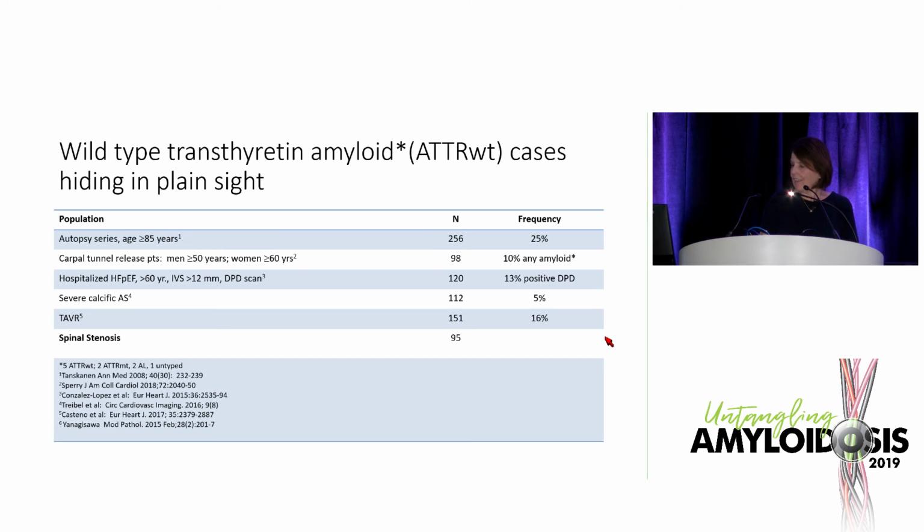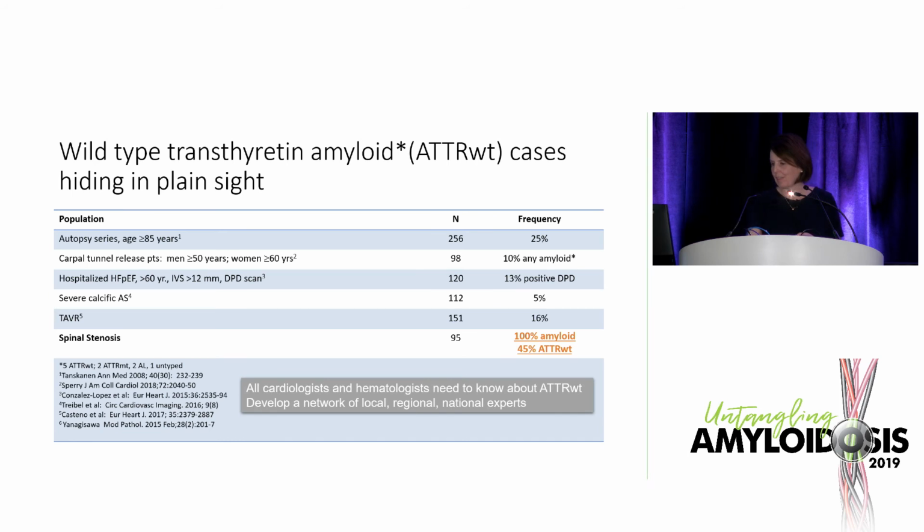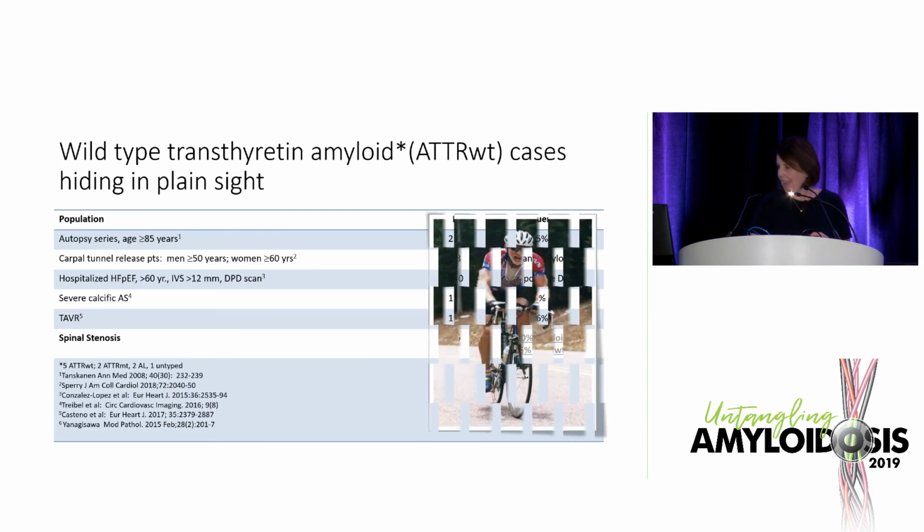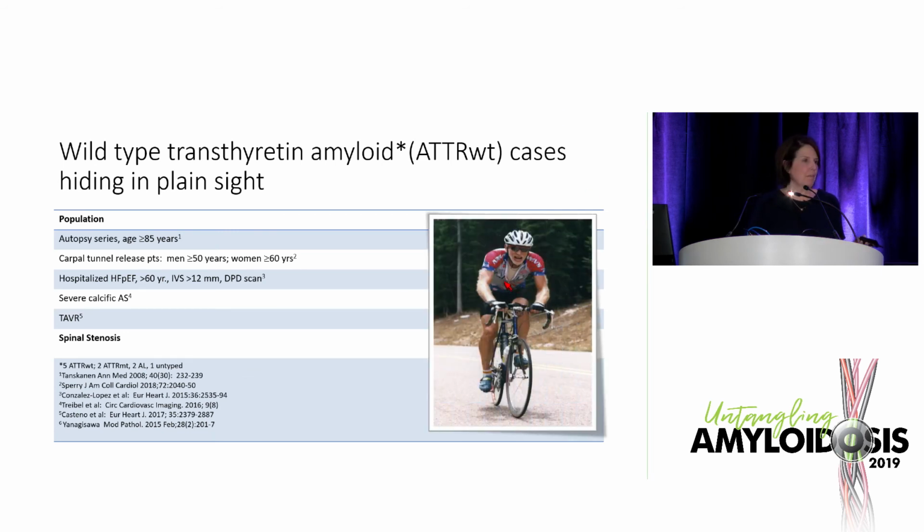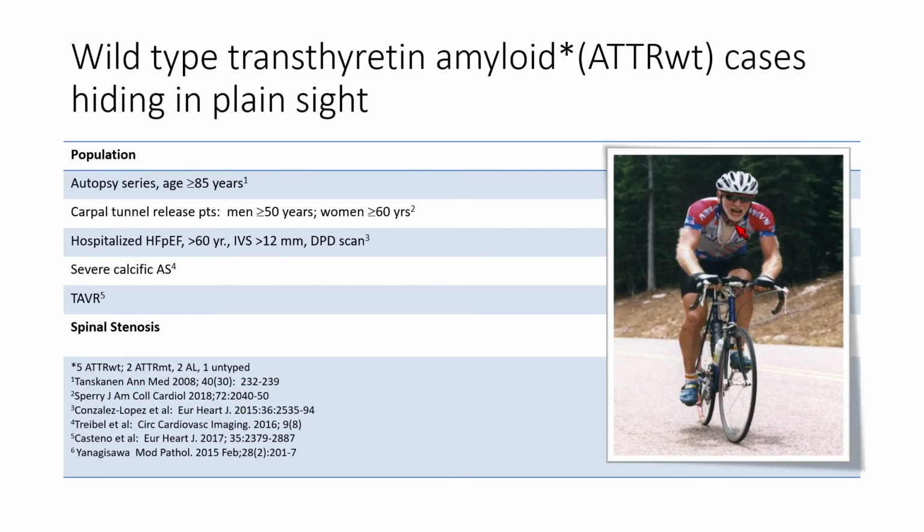One of the most shocking things that you'll hear is spinal stenosis. There have been studies showing 100% of patients with spinal stenosis have amyloid, and half of those may be wild-type TTR. Now, those are being confirmed in larger studies, but it is a lot of patients. So everybody really needs to know about this, not just cardiologists, but hematologists all need to know about TTR amyloid. And how can you miss it? Because the patient's going to come into your office looking like this. So if the patient looks way better than the echo, they have TTR amyloid.